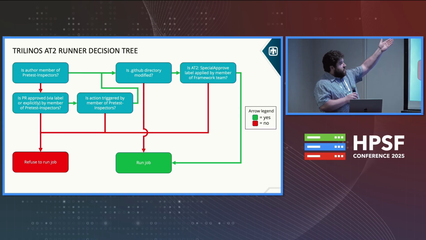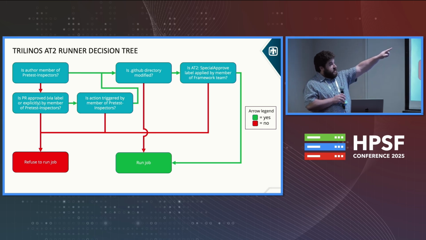If they're not, then we check to see if it was approved either via some sort of label or an explicit code review approval. And then currently the action needs to be triggered by a member of that group. I think we are working with the Autotester 2 team to remove that requirement so that it will work much like the old system did, where any Trilinos developer, internal developer, can go apply a label to the pull request and then it'll be tested by any rerun of the job. But anyway, if it doesn't pass that, we refuse to run the job.